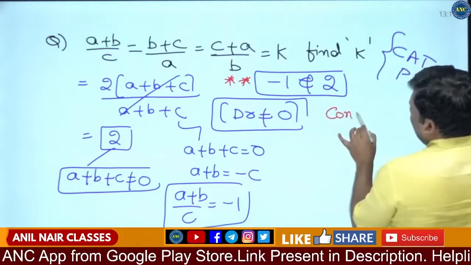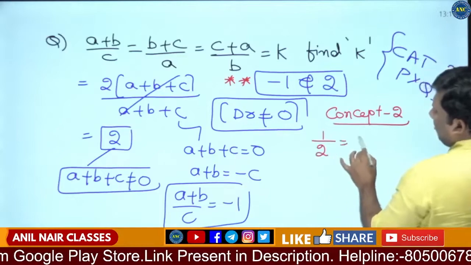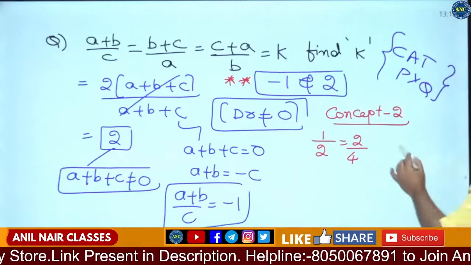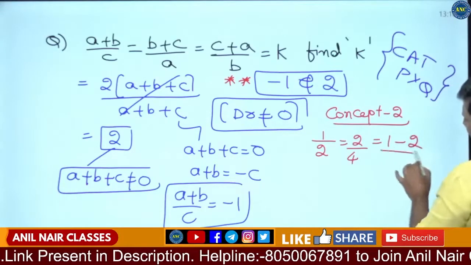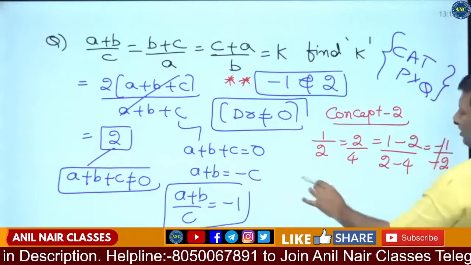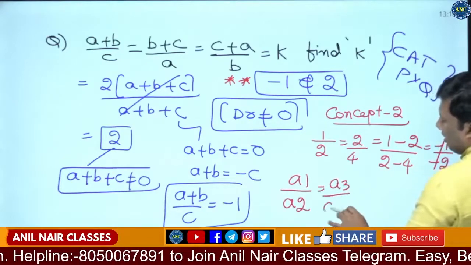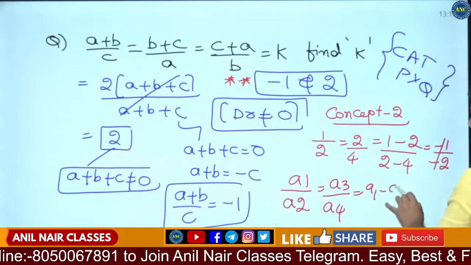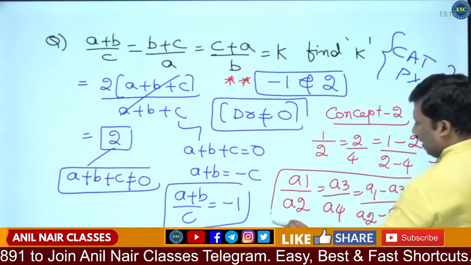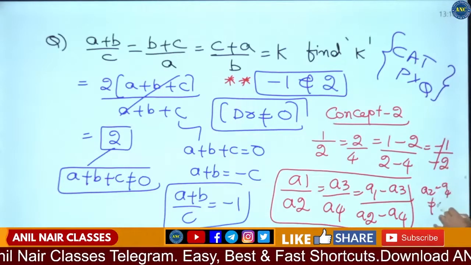Another concept. Write down one by one all the concepts. Concept 2. 1 by 2 is equivalent to 2 by 4. If two fractions are given, it is also equivalent to the difference between the numerators by the difference between the denominators. A1 by A2 is equivalent to A3 by A4, which is equivalent to A1 minus A3 by A2 minus A4. A2 minus A4 should not be equivalent to 0.